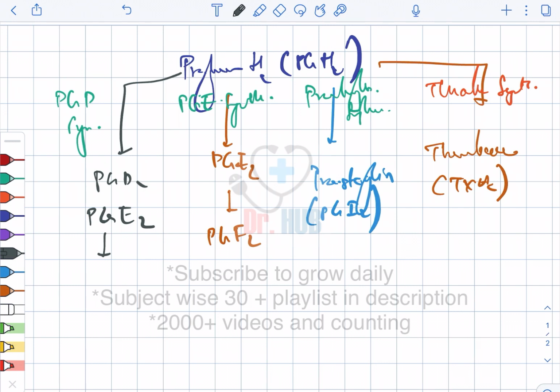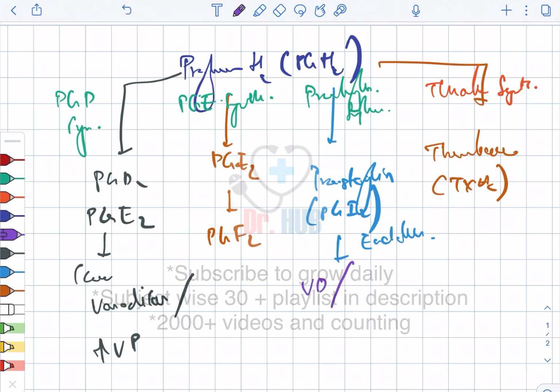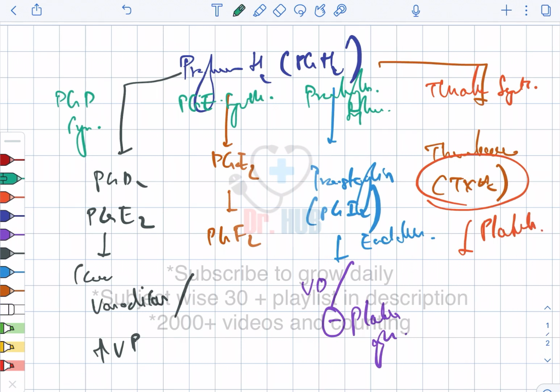Now this PGE2 causes vasodilation as well as increase in the vascular permeability. Then the PGI2, this is in the endothelium. This causes again the vasodilation, as well as it inhibits the platelet aggregation. Next we look at TXA2. This is in the platelets, and what this does is it causes the opposite of the PGI2, that is it causes vasoconstriction and increases the platelet aggregation.